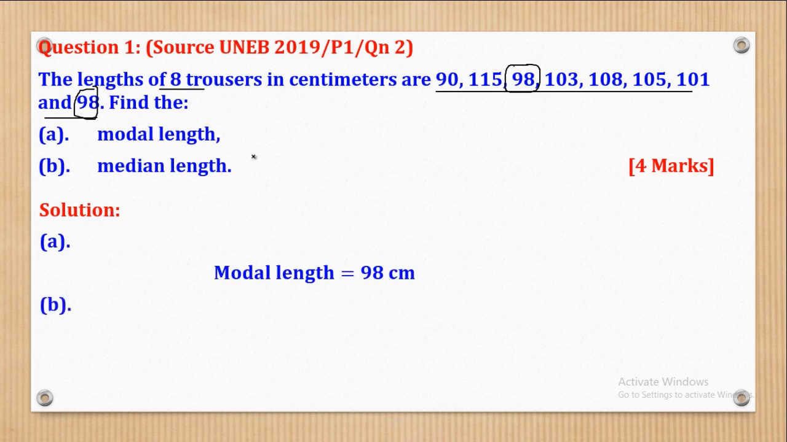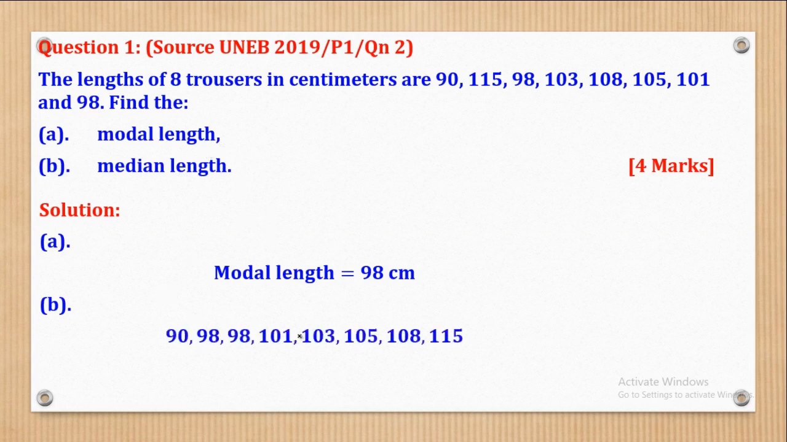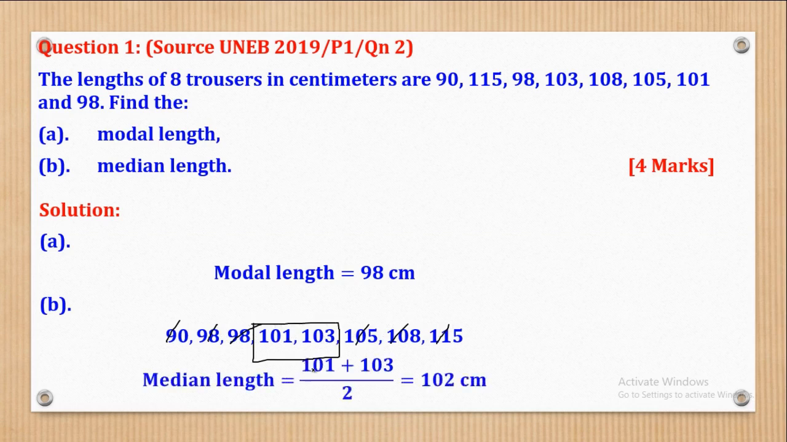Next we shall go to part B, where they want the median. For the median you have to first arrange in ascending order. After arranging, you start cancelling on either side. So 90 will go with 115, 98 will go with 108, 98 will go with 105, and we shall remain with 2 values. We shall get the average of those 2 values, and that will be your median. So 101 plus 103 over 2 will give you 102, and that will be the median.